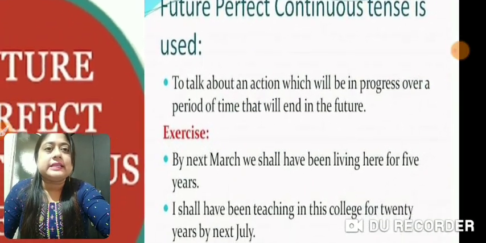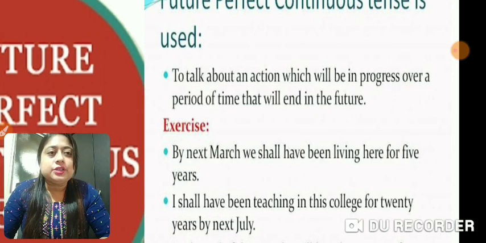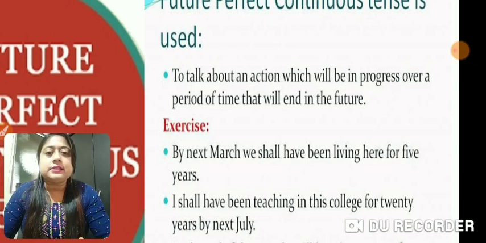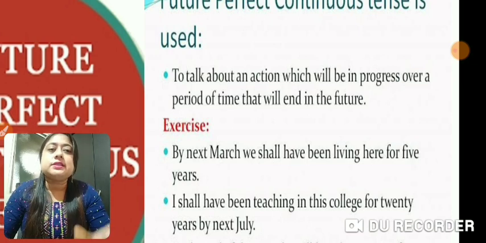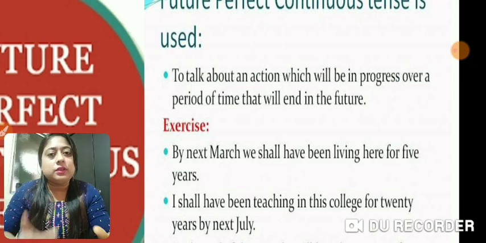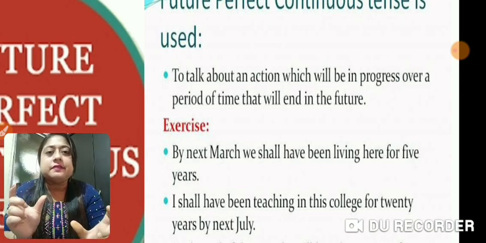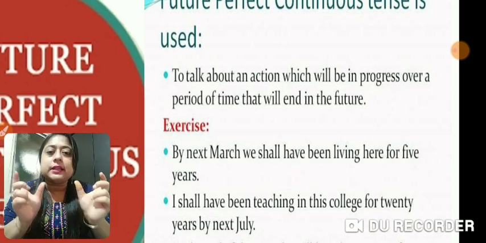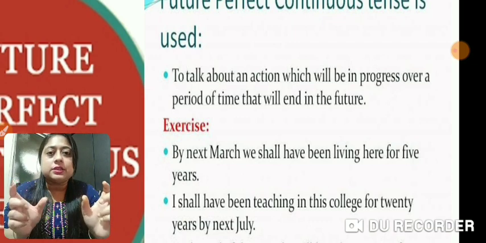Future perfect continuous tense is used to talk about an action which will be in progress over a period of time that will end in the future. For example, by next March we shall have been living here for 5 years. So we are mentioning the certain time. What is that certain time? By next March. And what is the time duration that we will be living here? That is for 5 years. So both the things we are mentioning, the certain time as well as the time duration. And when we mention both the things, in that case we use future perfect continuous tense.